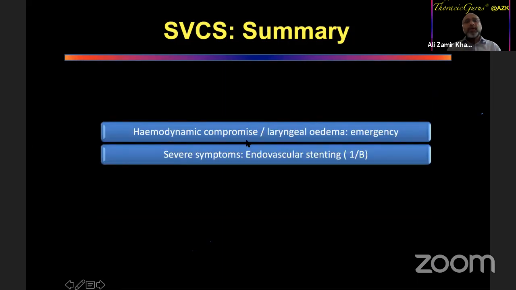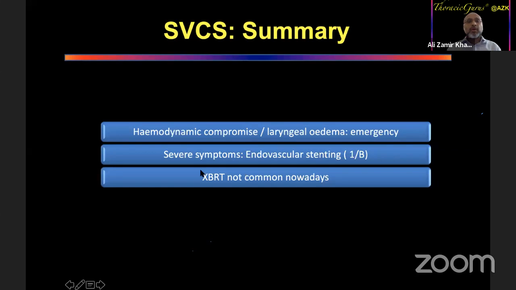Hemodynamic compromise can happen, laryngeal edema, all of this is an emergency situation. Severe symptoms, endovascular stenting, the level of evidence at the moment is 1B. So the first treatment that you must give in severe symptoms is endovascular stenting. And you can safely say the level of evidence is 1B. So there is more and more evidence coming out.